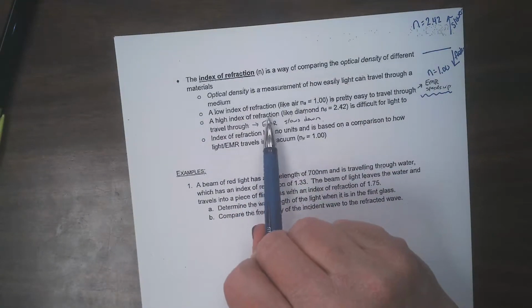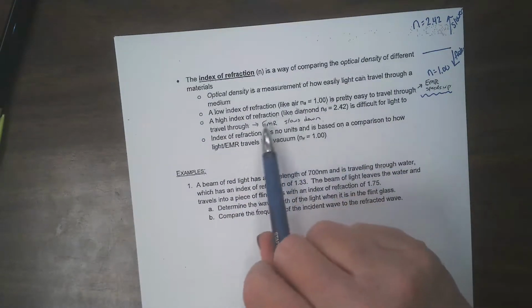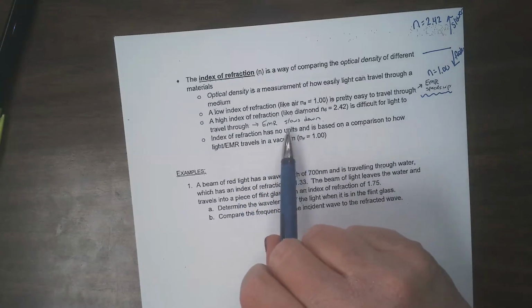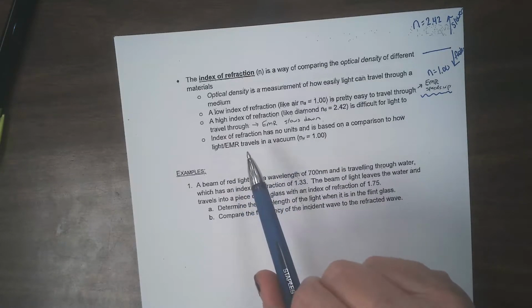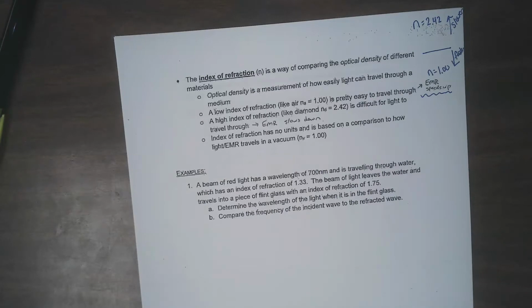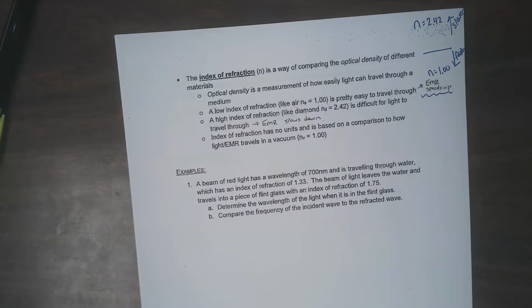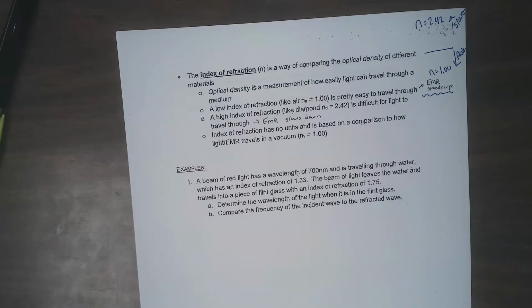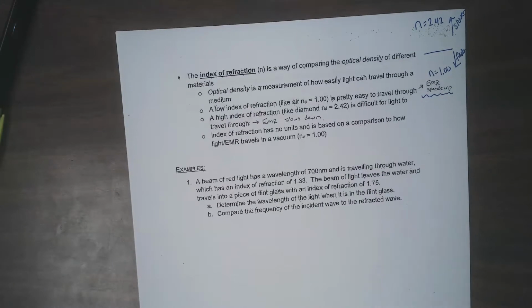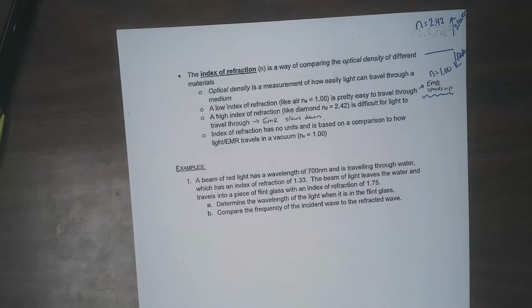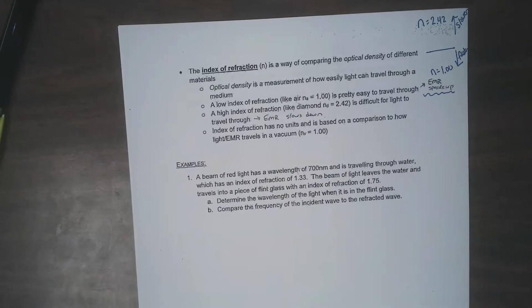A high index of refraction, like a diamond, is difficult for light to travel through, and that's where diamonds get their brilliance from, because once the light enters the diamond, it bounces inside of it. There's tons of reflection going on, but there's very little refraction going on. And the more that it bounces and carries that light, the more it sparkles.